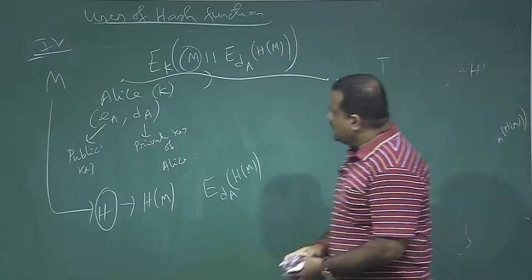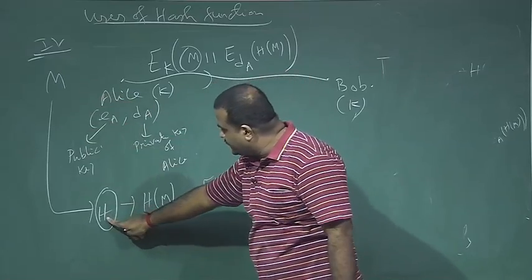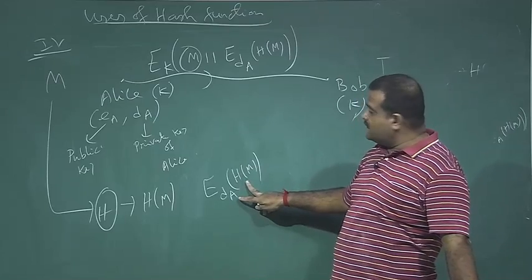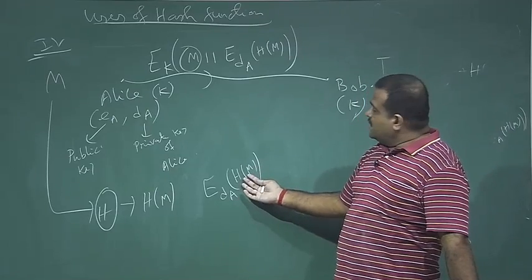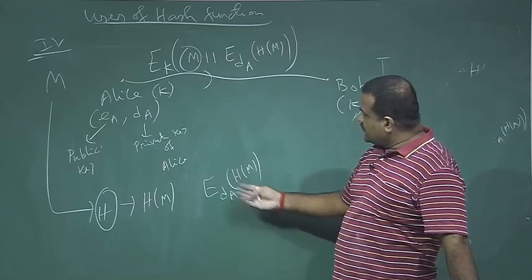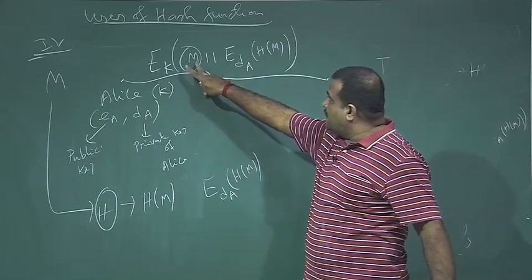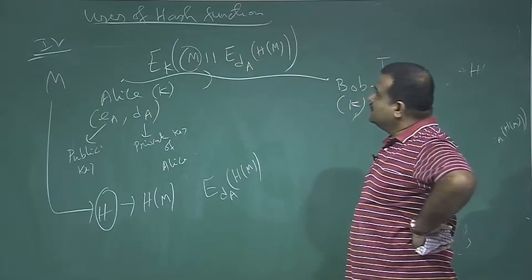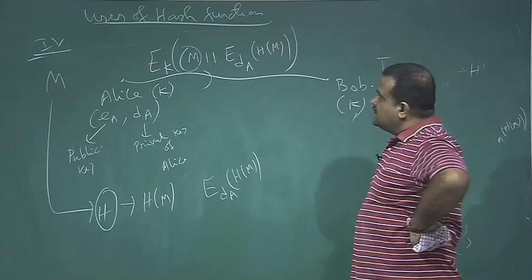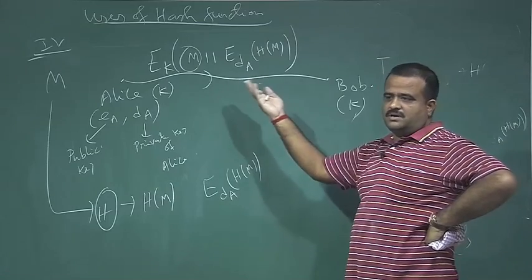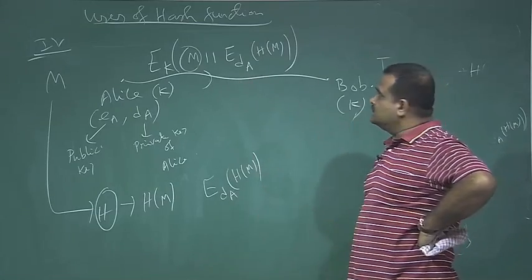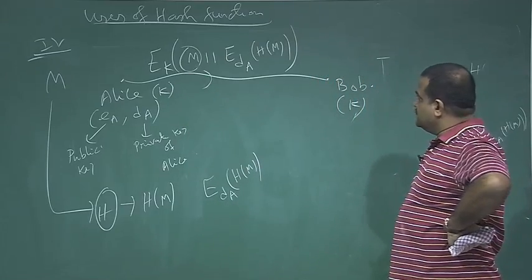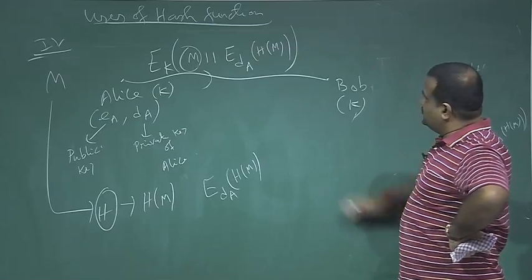So, what is Alice doing? Alice is first applying the hash function on it, then Alice is signing the hash value of the message, because this is a fixed length, and then Alice is appending this message with this signature, and then Alice is applying this symmetric key encryption. This could be any block cipher or stream cipher, AES, DES. So, Alice is applying the symmetric key encryption on the message and sending it to Bob. So, Bob is receiving this.